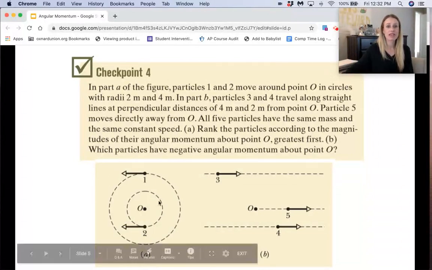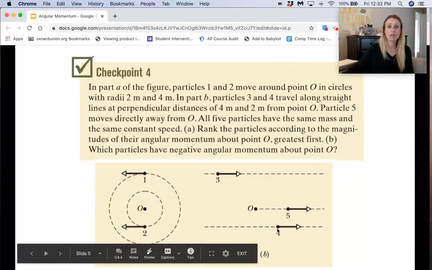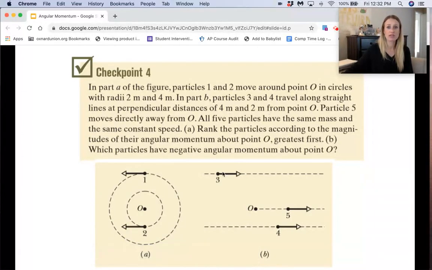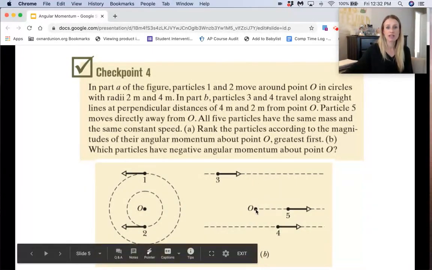So we have in this figure right here, part A, particles 1 and 2 are moving about point O in circles with radii of 2 meters and 4 meters. And then it says in part B, particles 3 and 4 travel along straight lines at perpendicular distances of 4 meters and 2 meters. So that means just when particle 3 gets here to this perpendicular distance, that's your 4 meters. And if particle 4 was here, that would be 2 meters.